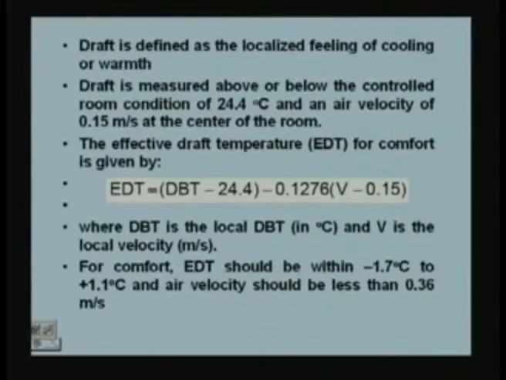Here dBT is the local dry bulb temperature in degrees centigrade and V is the local velocity in meter per second. So, for comfort requirements, the effective draft temperature or EDT should be within minus 1.7 degrees centigrade to plus 1.1 degree centigrade and air velocity should be less than 0.36 meter per second. So, the air distribution system that we finally select or design must be able to maintain the space occupied zone within these EDT values. EDT can be negative or positive depending upon the air temperature and the air velocity.